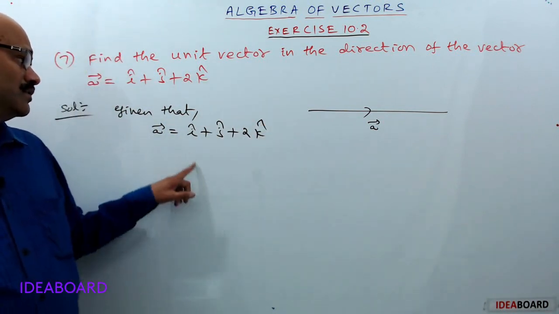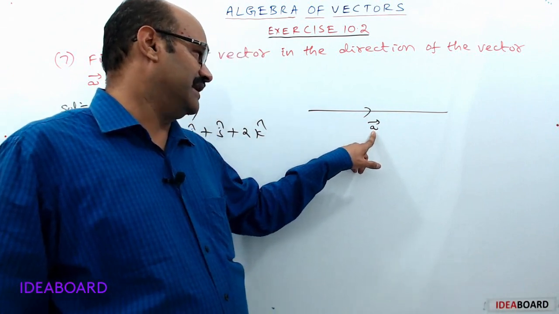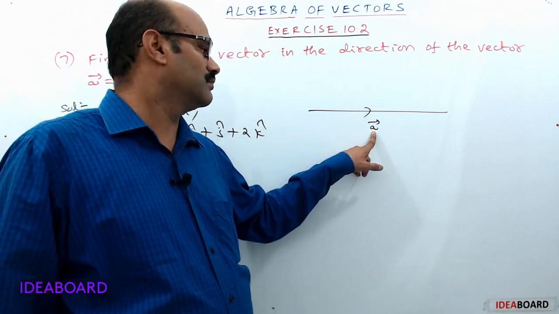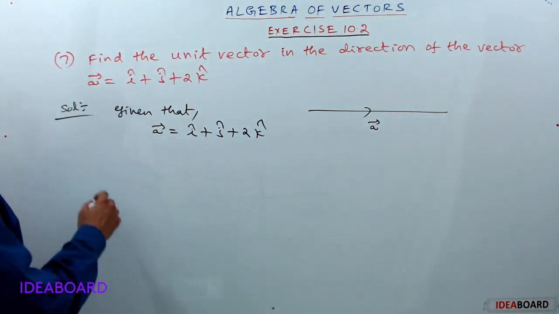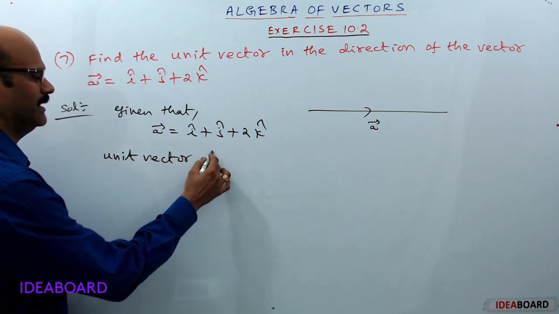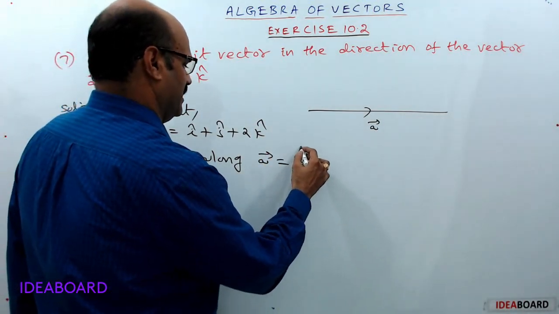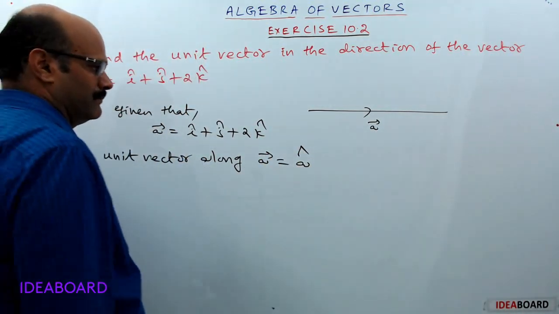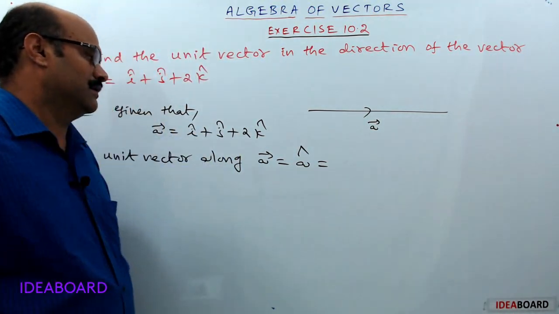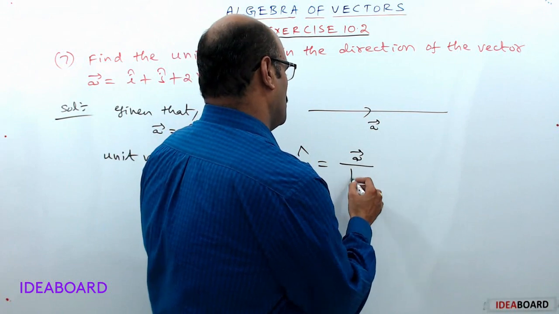Now here unit vector along A vector is always equal to A cap. Unit vector along A vector is always denoted by A cap. The formula for A cap equal to A vector by mod A vector.